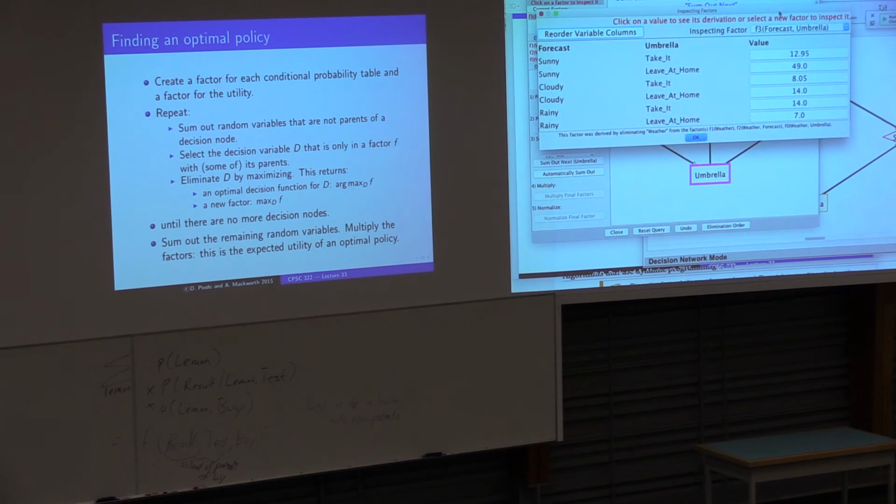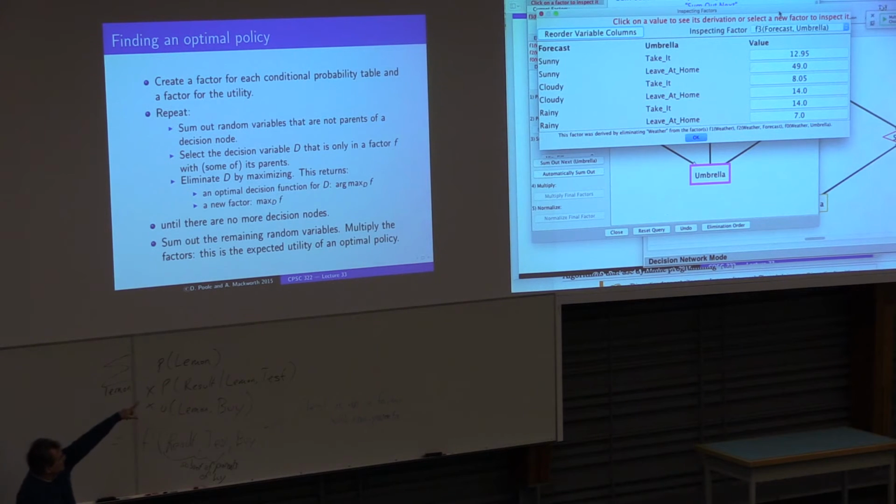Now the question was to give an example of maximizing. So what we're going to do here is for each forecast, we're going to maximize the value given umbrella. We're going to look at the forecast for sunny, and we're going to say, is it better to take it or is it better to leave it at home? If we take it, we get 12.95, and if we leave it at home, we get 49. So we choose the maximum of those two.